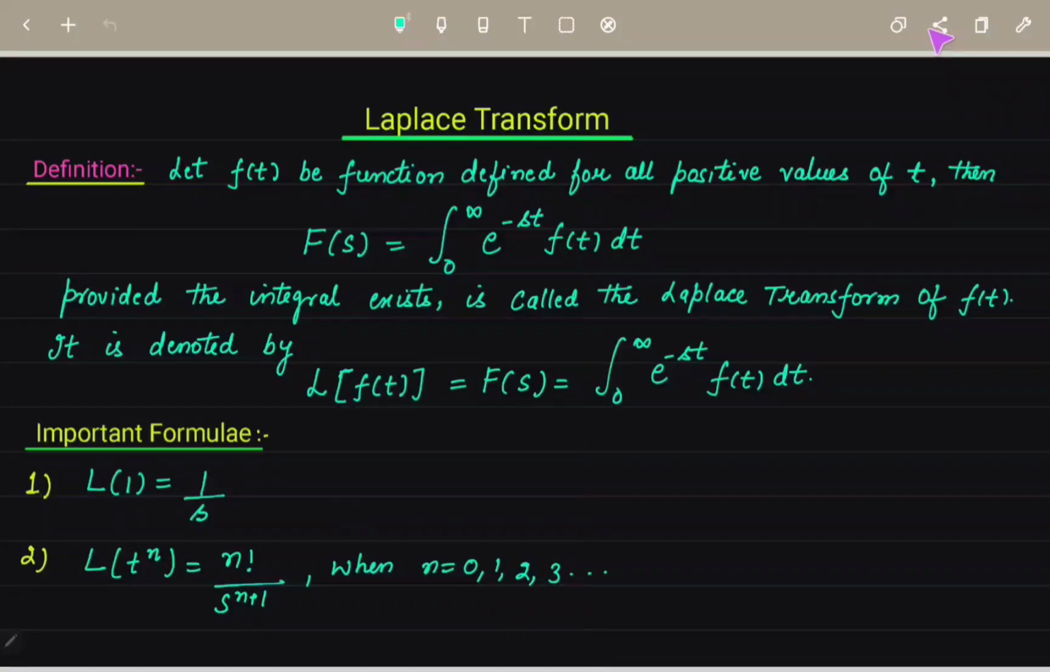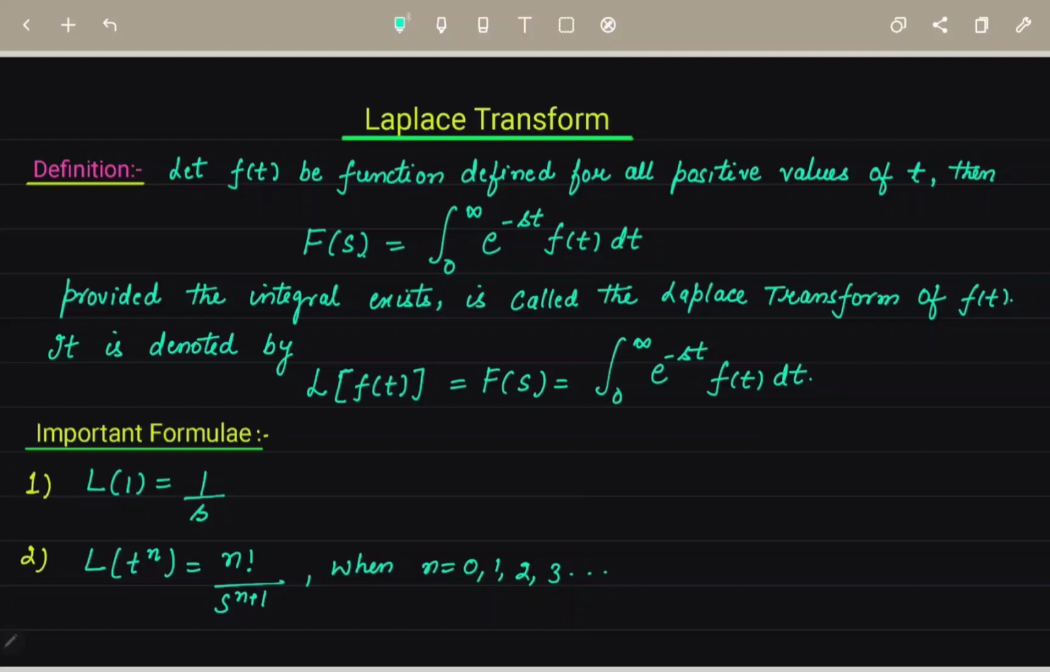In other words, we can say that let f(t) be a function defined for all positive values of t. Then the integral denoted by capital F(s), which is equal to the integration from 0 to infinity of e raised to the power minus st f(t) dt, provided the integral exists, is called the Laplace transform of f(t). We denote it by the symbol L, the Laplace transform of the function f(t), which is equal to F(s), which is equal to the integration from 0 to infinity of e raised to the power minus st f(t) dt.